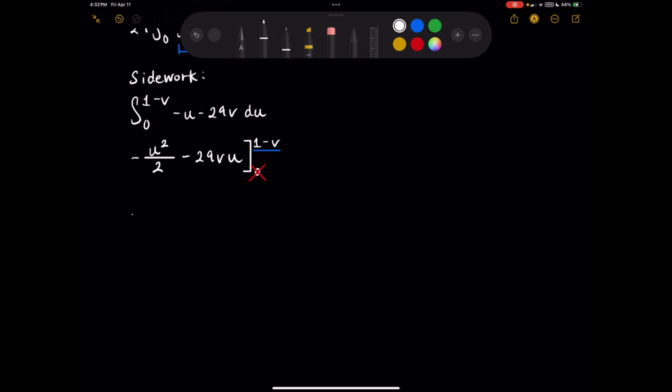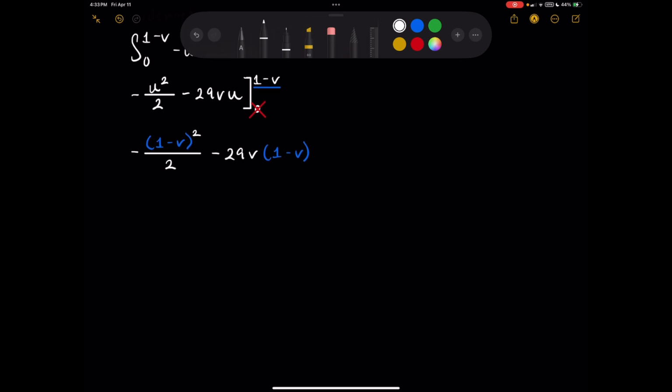So everywhere we see u, let's substitute in 1 minus v. So we get 1 minus v, and this is squared, over 2 minus 29v times 1 minus v. And we can further simplify this. So first of all, 1 minus v squared, you can think of this as 1 minus v times 1 minus v. And then you just FOIL everything out.